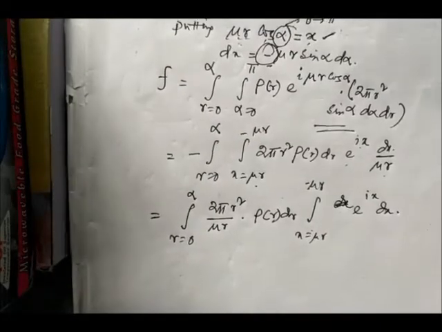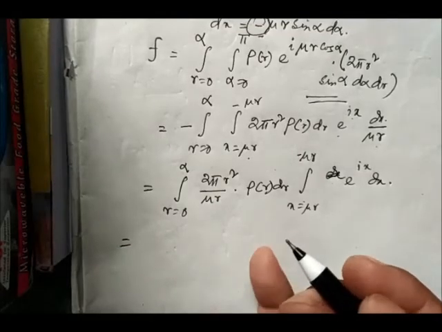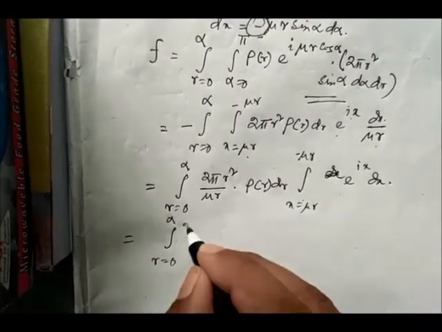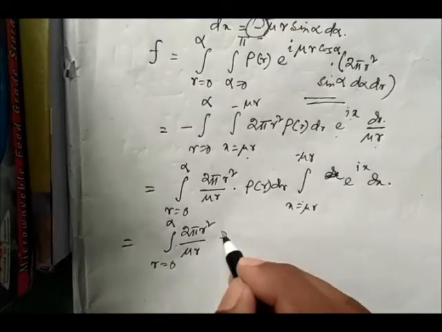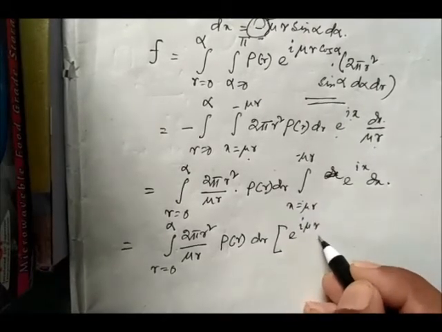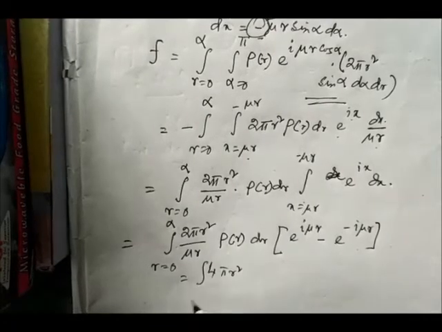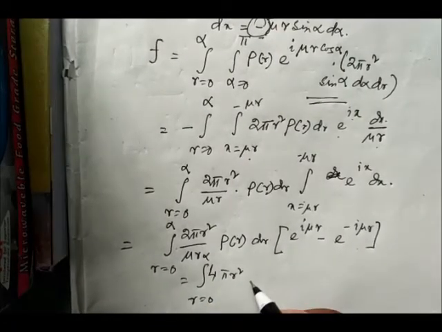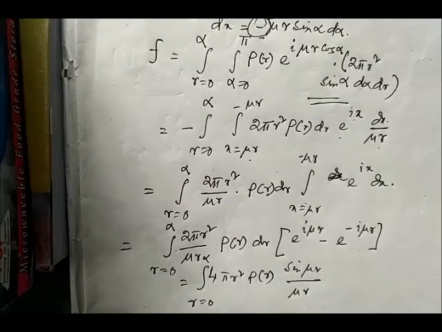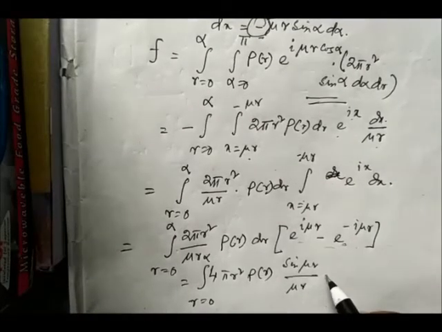Now if you integrate this, what will you get? You will get the integral r equals 0 to infinity of 2 pi r square divided by mu r into rho r dr. Now the exponential remains as e to the power i mu r minus e to the power minus i mu r. So this should be 4 pi r square, integral r equals 0 to infinity, rho r sin mu r divided by mu r, as the value of these things is sin mu r, into dr.